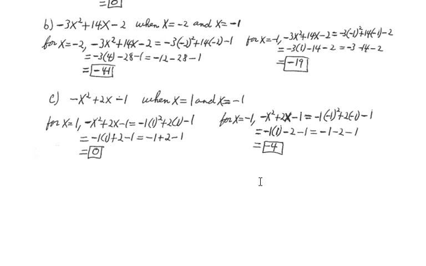which equals minus 1 plus 2 minus 1, which is 0. Then, when x equals minus 1, this expression becomes minus 1 times the minus 1 squared plus 2 times minus 1 minus 1, which equals minus 1 times 1 minus 2 minus 1, which equals minus 1 minus 2 minus 1, which is minus 4.